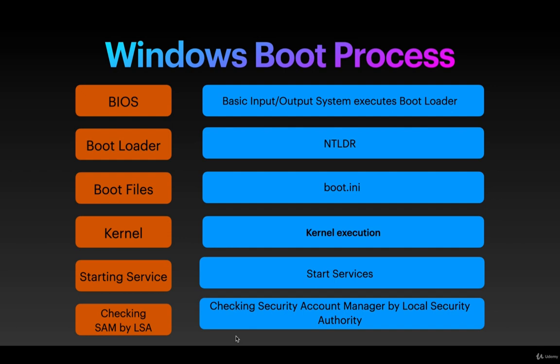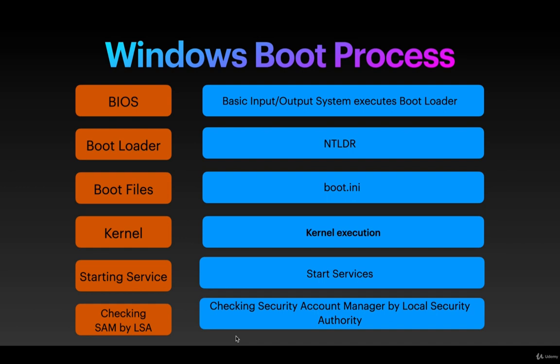So we have seen the Linux boot process. Similarly, let's quickly understand the overview and generic version of the Windows boot process, of how a Windows operating system starts. Similar to the Linux operating system, here we can see that there is BIOS, there is also a bootloader, there are boot files, the kernel, and instead of the init and the run levels, we can see starting services and checking SAM by LSA. So let's quickly understand what these new things are.